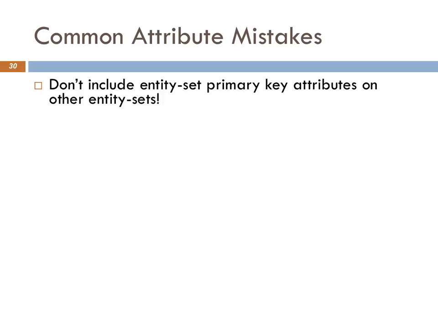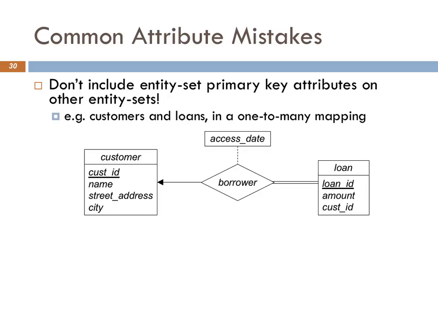So there's a few common issues that we see on diagrams, so I want to make sure that we cover these at least briefly so that we don't make these mistakes. So do not include entity set primary key attributes on other entity sets. The issue here is I know that loans and customers are related to each other. So why don't I just go ahead and put customer ID on the loan side to indicate the relationship? Okay.